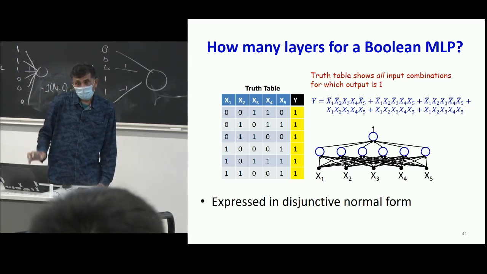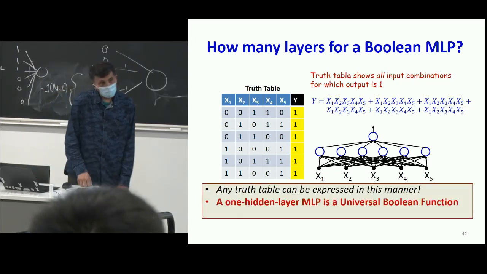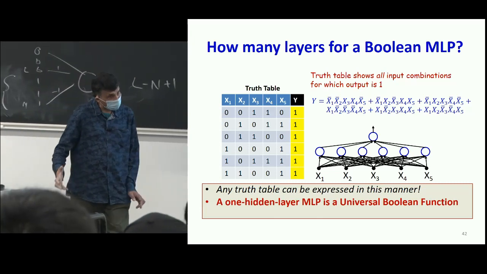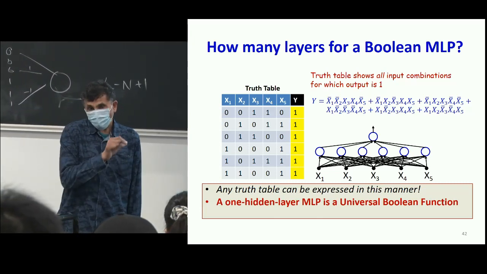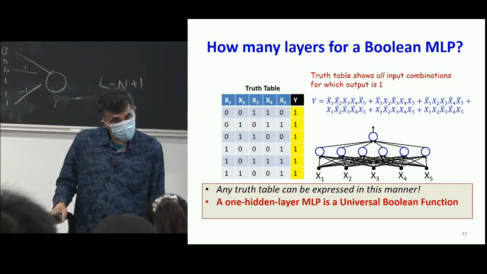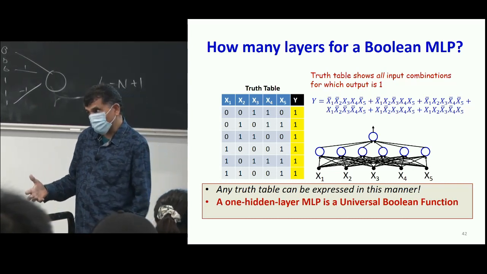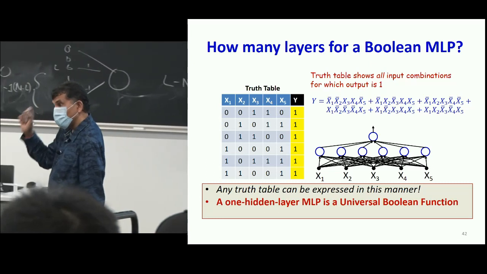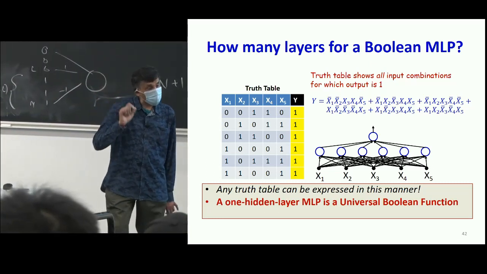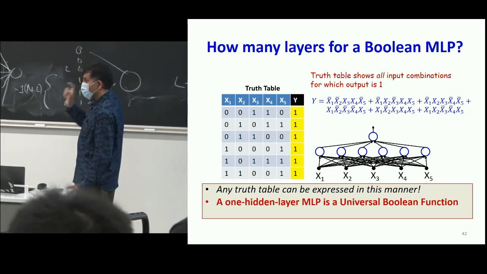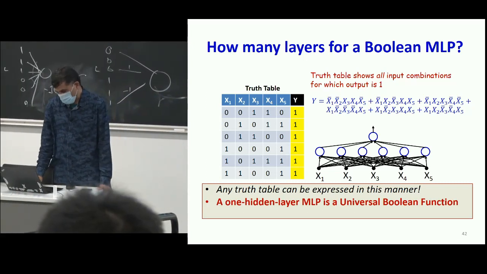It doesn't matter how complicated the function is. When I express it as a truth table, I can write a DNF formula of this kind, and I can compose a multi-layer perceptron which has only one hidden layer, basically only 2 layers. So a one hidden layer multi-layer perceptron is a universal Boolean function.